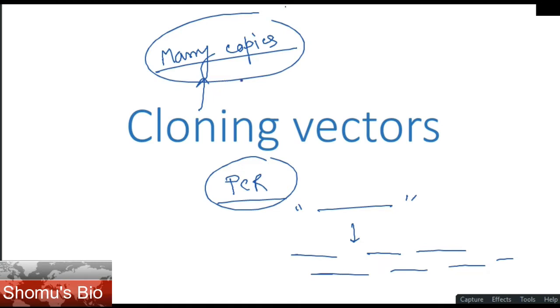Cloning is always associated with the idea of expression: not only making multiple copies of the gene, but also expressing that gene, that means making the proteins out of it. That is associated with molecular cloning, which is not the case with PCR. In PCR it's only increasing the number of the DNA, while in cloning we first increase the number, and then, using an expression vector, express that target gene, okay?